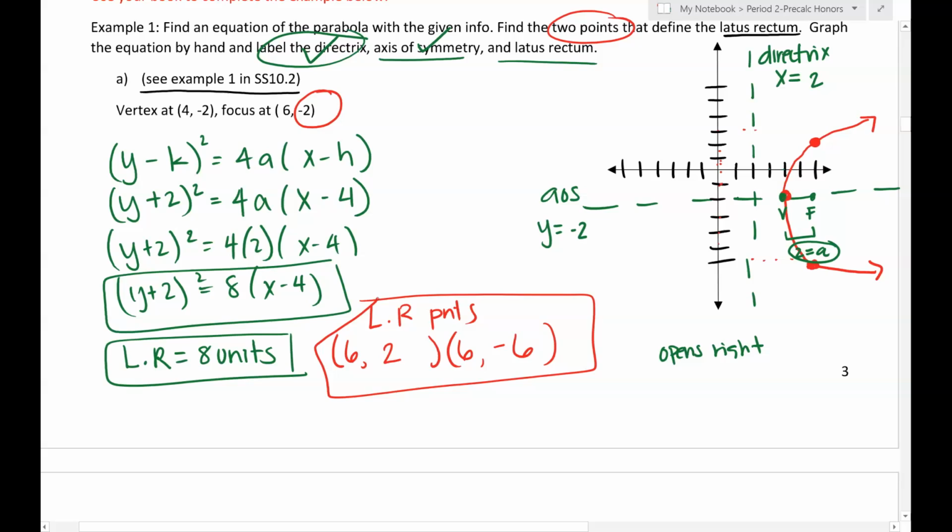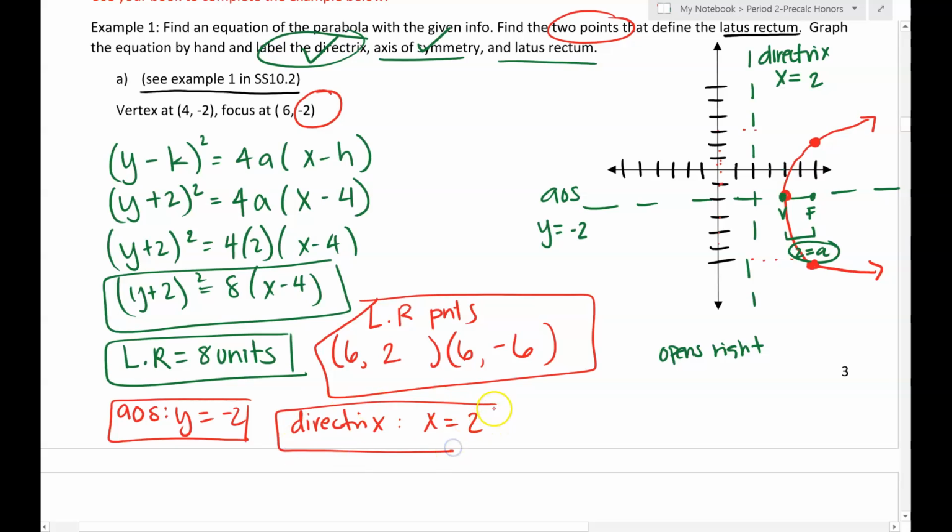We already have the axis of symmetry labeled. Well, let's write it right here. Axis of symmetry, y equals -2. And we have the directrix. It's already on the graph, but let's just label it right here so we can have it all in one spot. Okay, so hopefully you got the same exact thing that I have here.